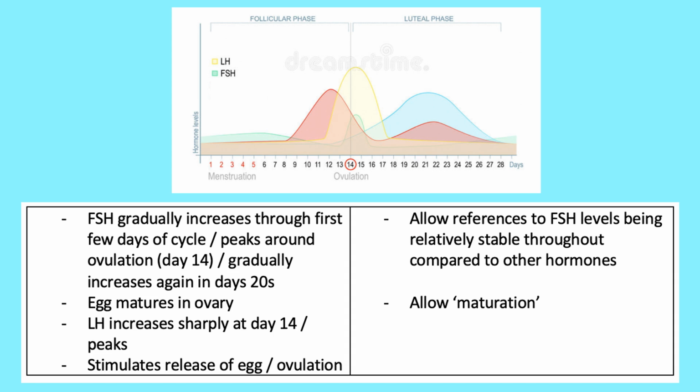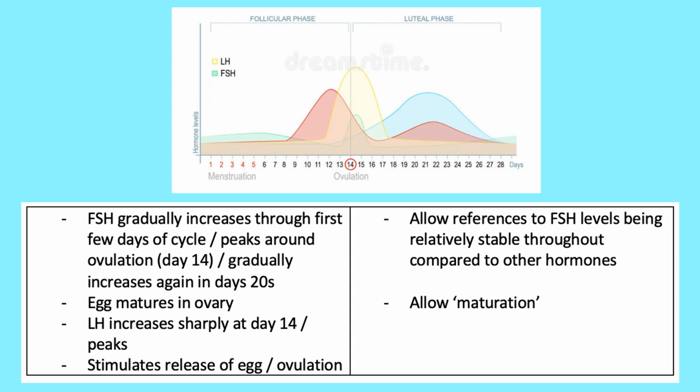So FSH plays a role in the menstrual cycle by allowing the egg to mature in the ovary, a process known as maturation. So FSH controls the maturation of the egg in the ovary. So it's gradually getting it to mature for the first few days, and then it settles down, and then there's a spike as it gets ready to be released at day 14, ovulation, and then again the new egg will begin to mature over the following days.